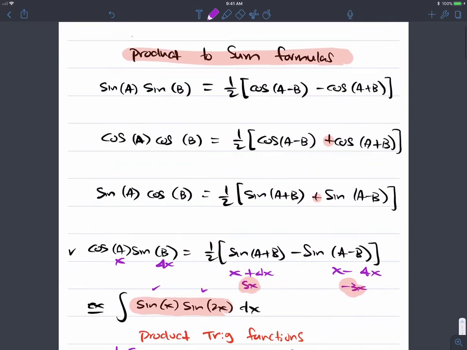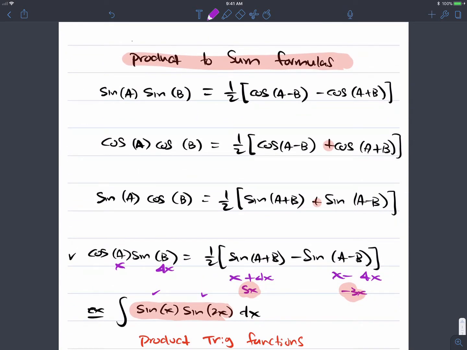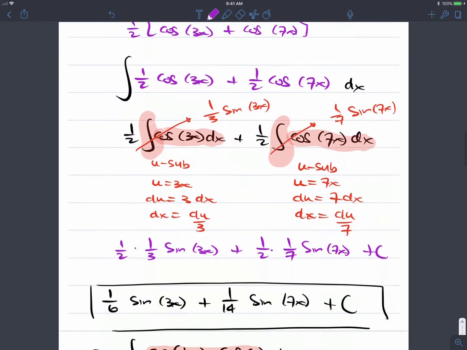Okay, and go back again and notice what's going on. You have a negative sign now. So here we had a positive sign. Now we have a negative sign, and it's both signs. So this is going to be our product to sum. So now we're going to have 1/2 sine 5x minus sine negative 3x.